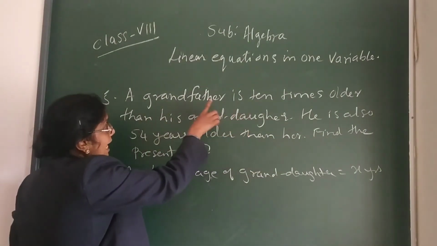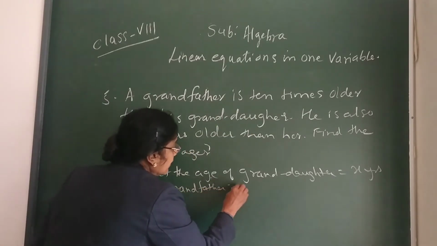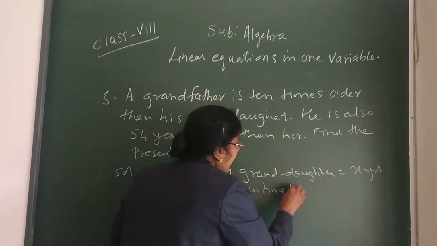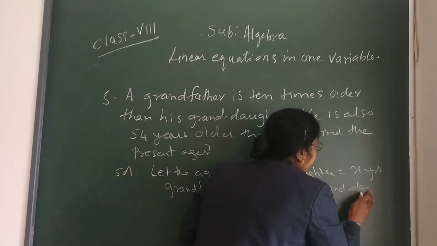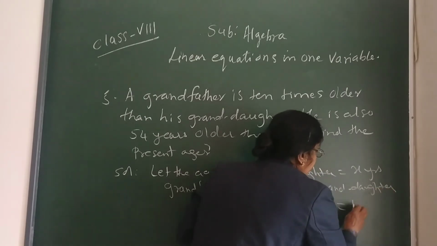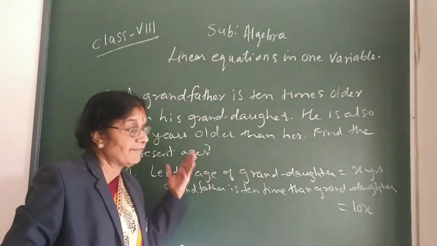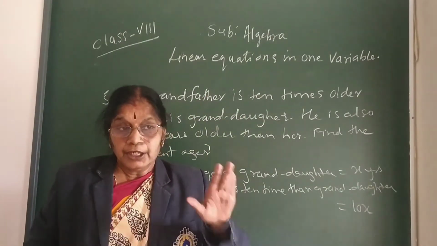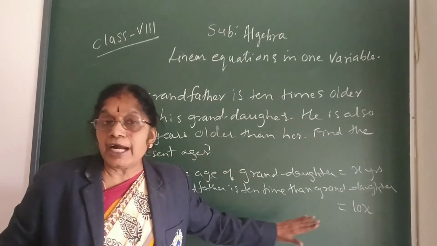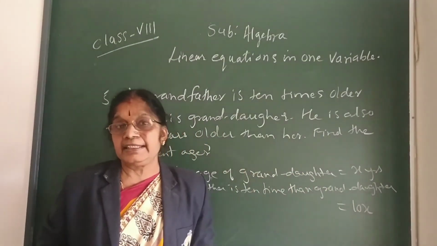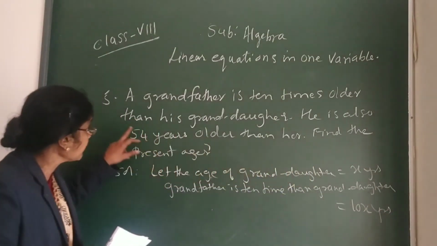So how many times is the grandfather? 10 times. So the grandfather is 10 times the granddaughter. What will it come to? 10 times of x, so it will be 10x years. If you are 11 years, your grandfather is 10 times your age. So your grandfather is how many years? 10x years.